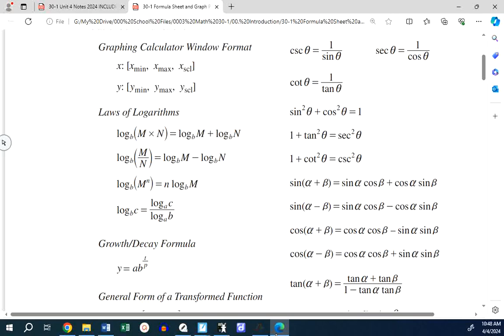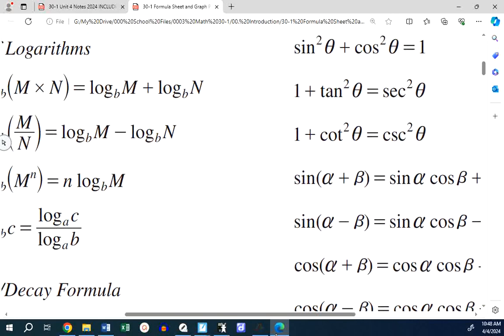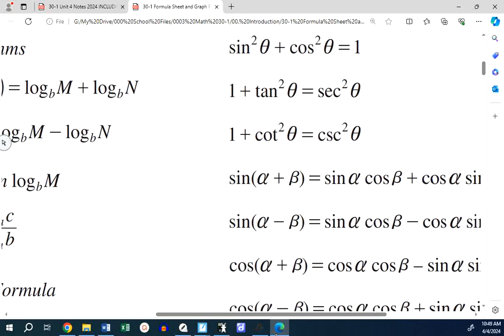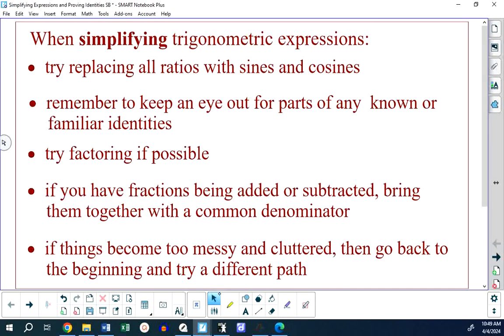So rather than writing 1 plus cotangent squared of theta as 1 plus cos squared of theta over sine squared of theta, which I could do, I would just write it as cosecant squared and then write it as 1 over sine squared. So these are simply suggestions. They're different paths that you can follow.